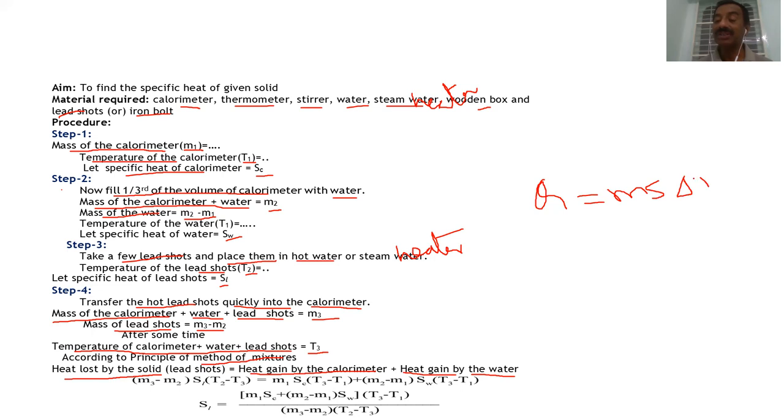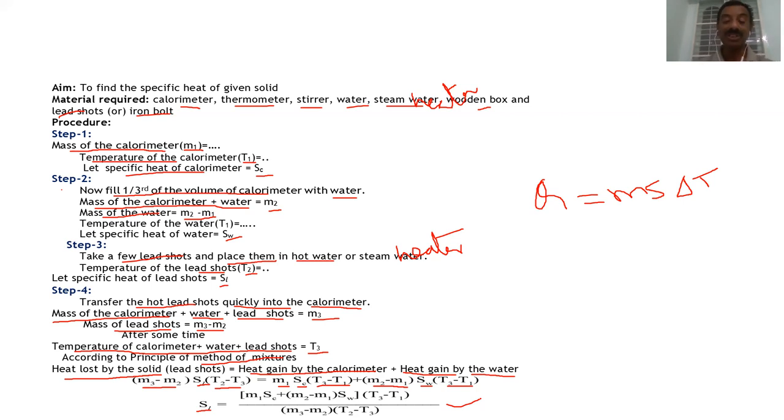So now heat lost by the lead salts is equal to the mass of the lead salts, M3 minus M2, into specific heat SL, into change in temperature T2 minus T3, is equal to heat gained by the calorimeter: calorimeter mass M1, specific heat SC, change in temperature T3 minus T1, plus heat gained by the water: water mass M2 minus M1, water specific heat SW, change in temperature T3 minus T1. Rearranging, the specific heat of lead salts SL is equal to (M1 SC plus (M2 minus M1) SW) into (T3 minus T1) by (M3 minus M2) into (T2 minus T3). Using this formula, you can find the specific heat of the given solid.